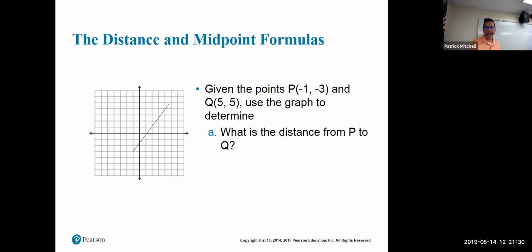So I have drawn a line. Let me pull up my spotlight here. So here's the point -1, -3. Up here is the point 5, 5. So I want to measure the distance between these 2 points going directly across this line.